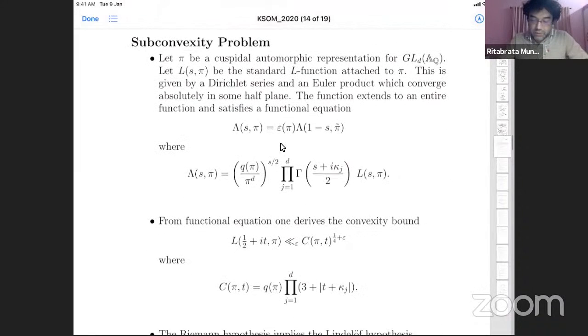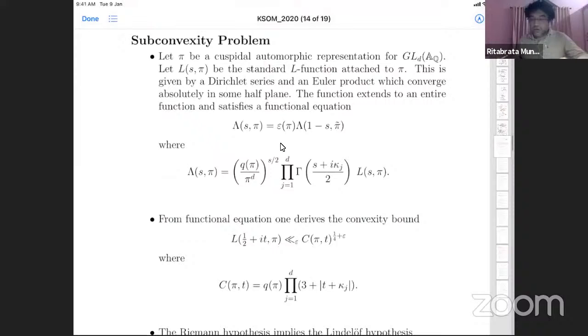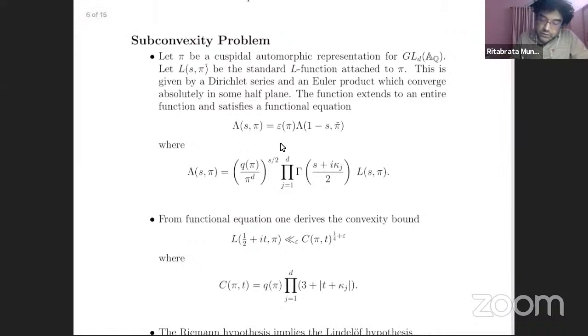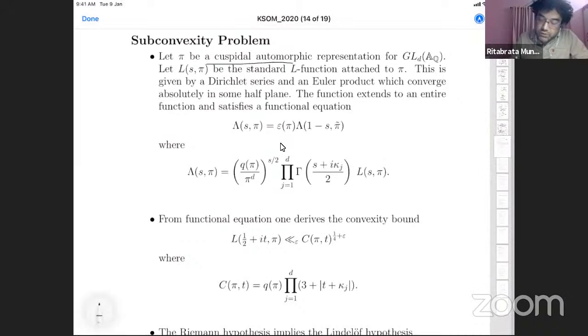Okay, now let me say this, and then I'll give a convexity using delta symbol approach. So what is the subconvexity problem? It's a little technical. You start with a cuspidal automorphic representation. So pi is a cuspidal automorphic representation for, say, GL_d over Q. So it's a rank d automorphic form.